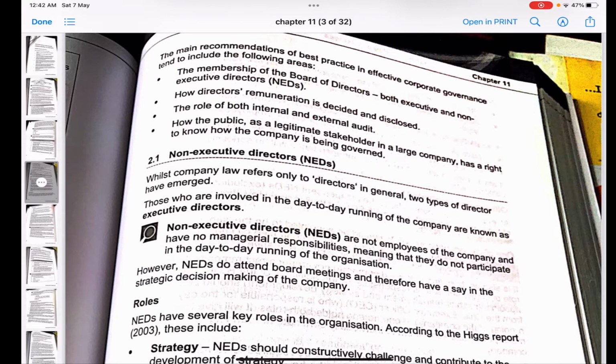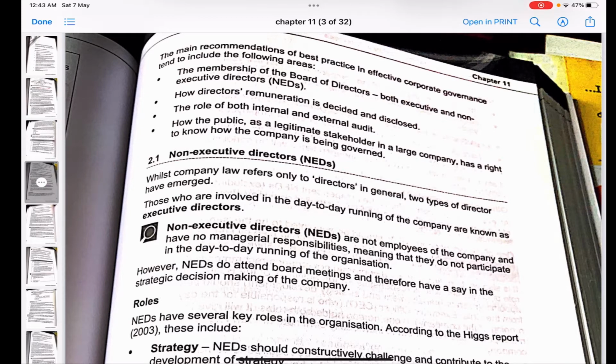The first one is the membership of the board of directors, which can include both executive directors and non-executive directors. So what are executive directors? Executive directors are those directors of the company who are involved in the day-to-day work. They work in the company every day. What are non-executive directors? Non-executive directors are those directors who do not do the day-to-day working. They check at times, but they don't come to work in day-to-day operations every day. That's the difference.